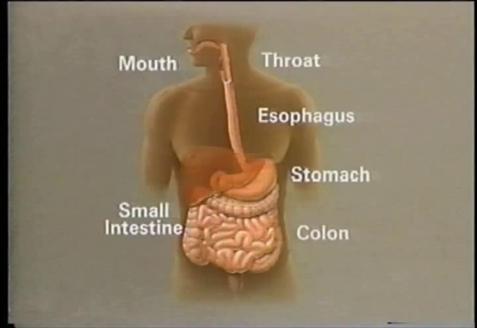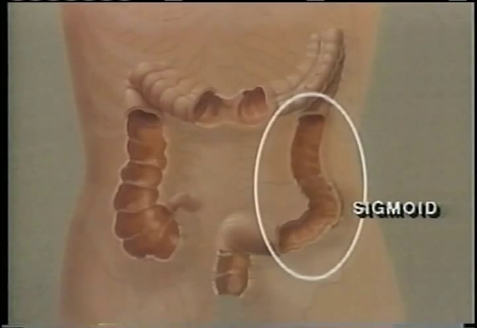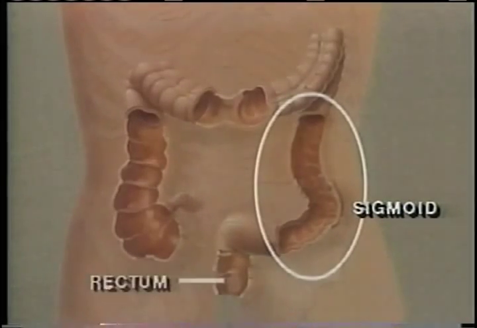To help you better understand sigmoidoscopy, let's first look at how the body's digestive system works. The digestive system is also known as the gastrointestinal tract, the GI tract for short. The GI tract includes the mouth, throat, esophagus, stomach, small bowel, and large bowel. The lower part of the colon is called the sigmoid and ends in the rectum. Your lower GI tract can be examined with the use of a sigmoidoscope.